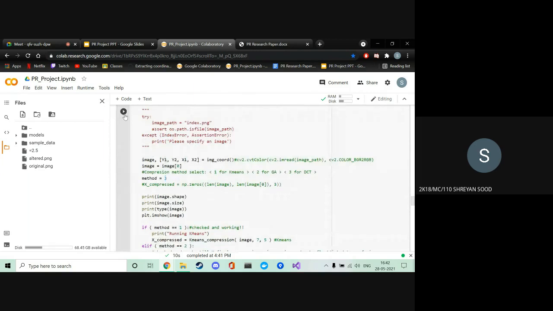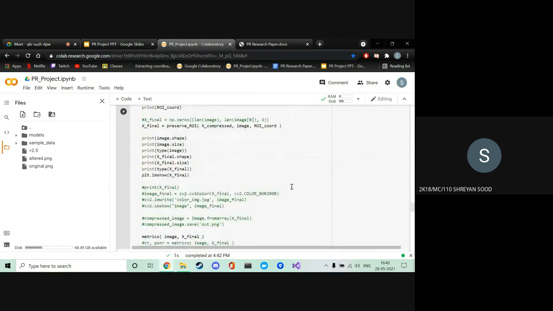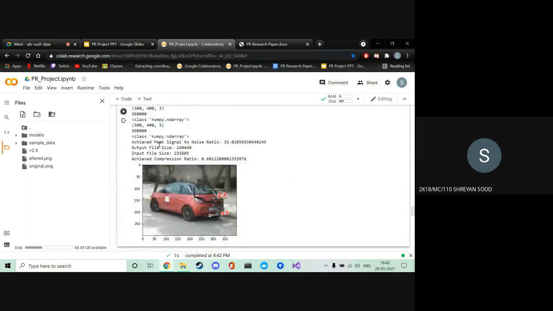Running it for DCT, we get a PSNR of 33.02 and a compression ratio of 0.6.